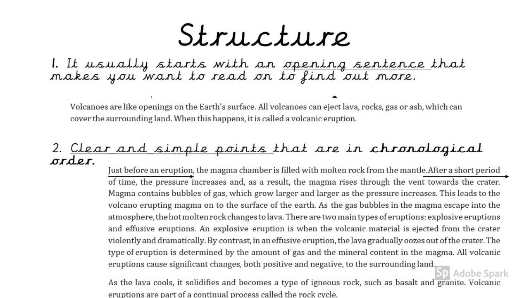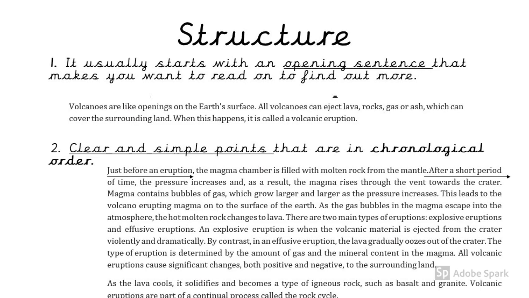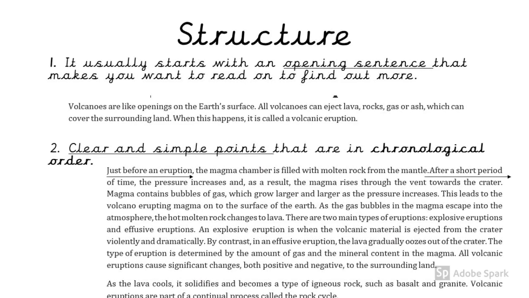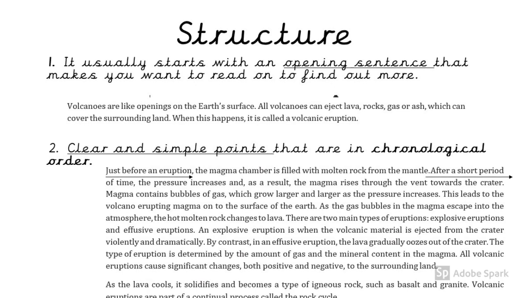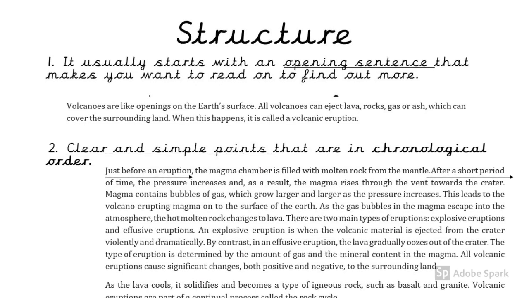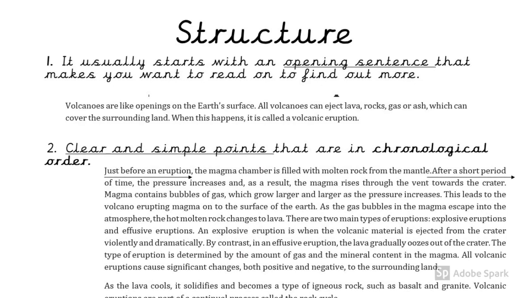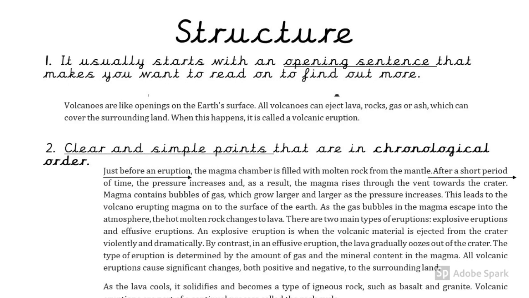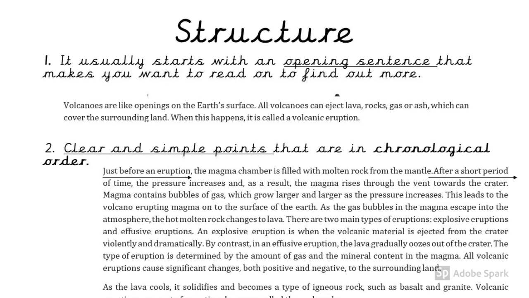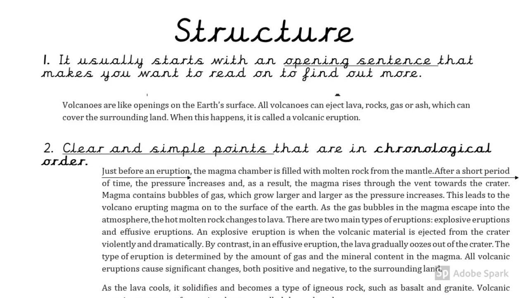Remember, when writing your explanation text, it usually starts with an opening sentence that makes you want to read on to find out more. With our introductory sentences, we have looked at using a rhetorical question in the opening sentences to make the reader want to carry on reading and find out that information. It is organized into clear and simple points that are in chronological order.